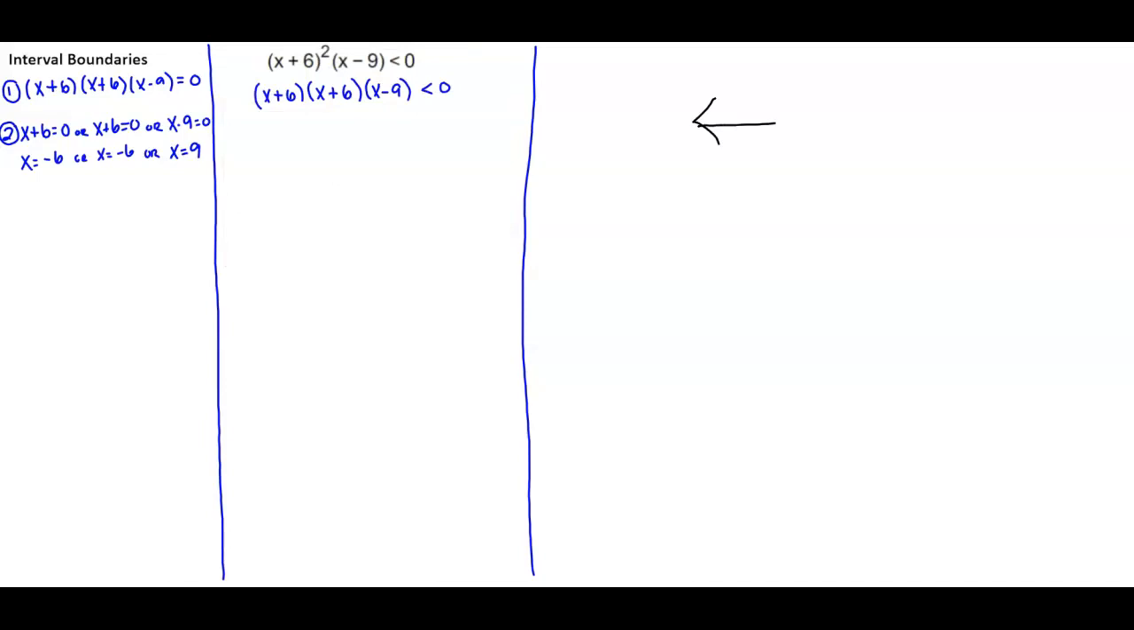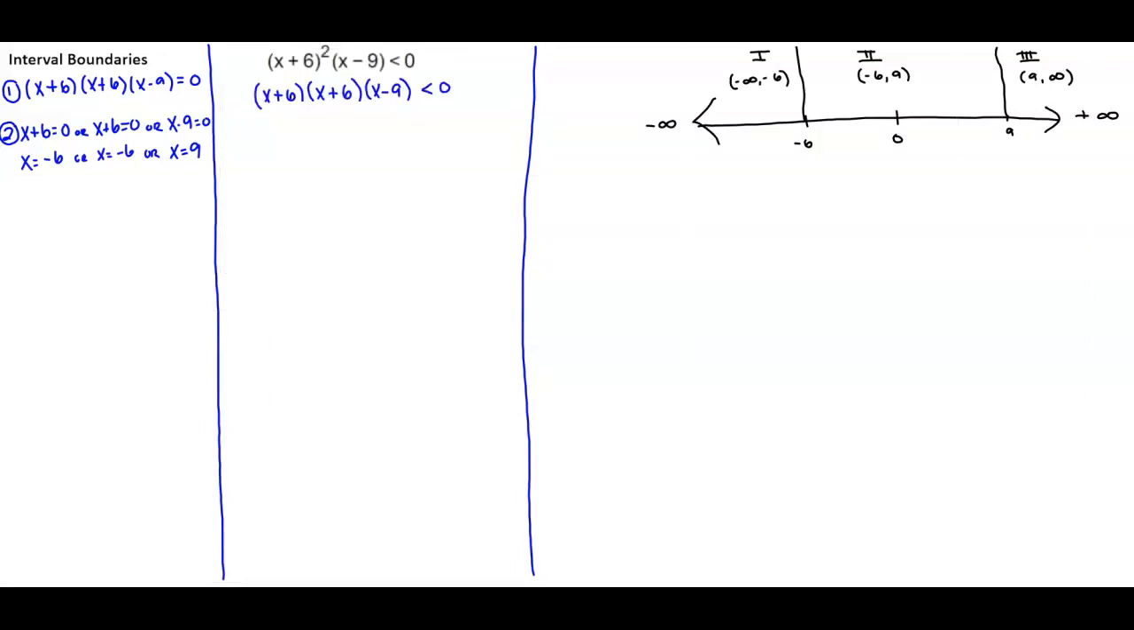When we look at our interval boundaries, again we go from negative infinity to positive infinity. In this case we have negative 6. We have two solutions at negative 6, so it's just negative 6 for one of the interval boundaries, and the other one is 9. So we have three regions: region 1, region 2, and region 3. The first region goes from negative infinity to negative 6. The second region goes from negative 6 to positive 9. And the third region goes from 9 to positive infinity.